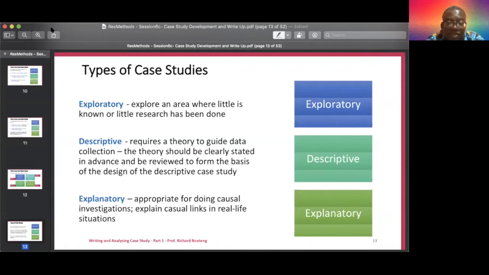Sometimes when students see a descriptive case study, they even think it is an explanatory case study. But one difference between explanatory and descriptive is that descriptive case studies primarily start with a theory, and the theory is what is guiding the description. Okay.